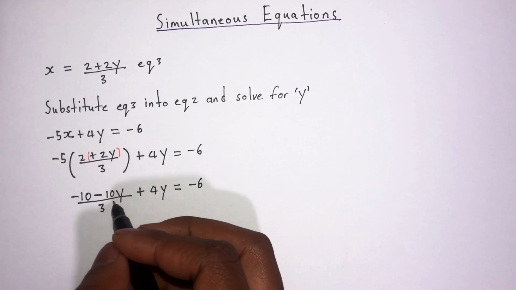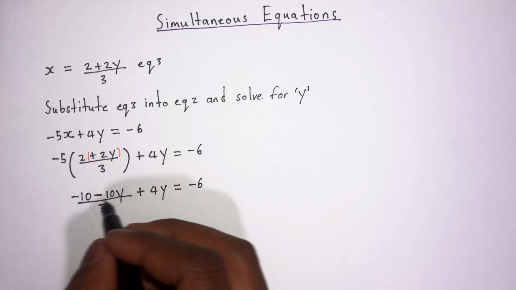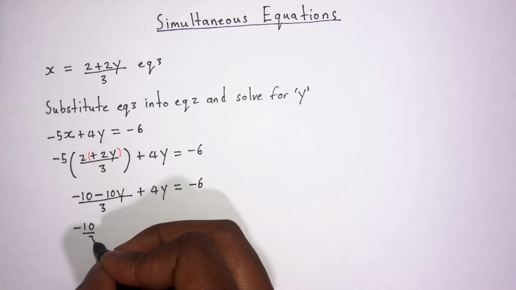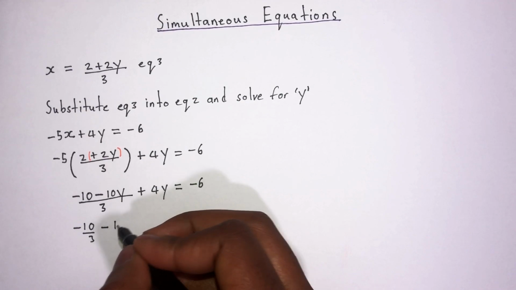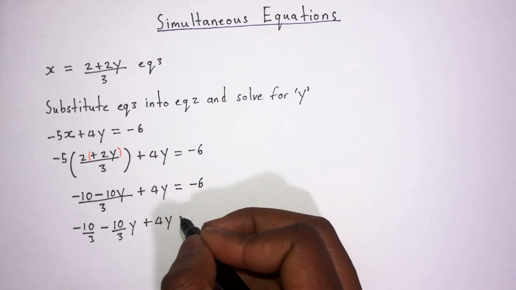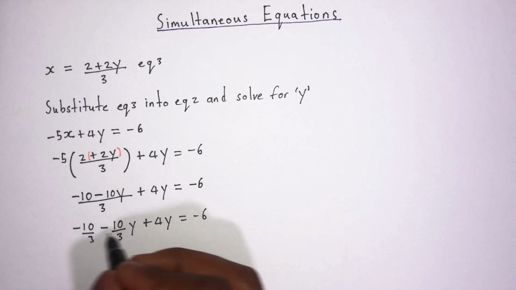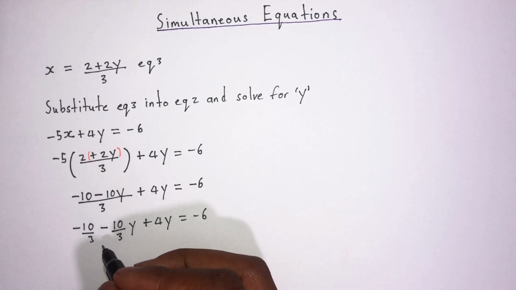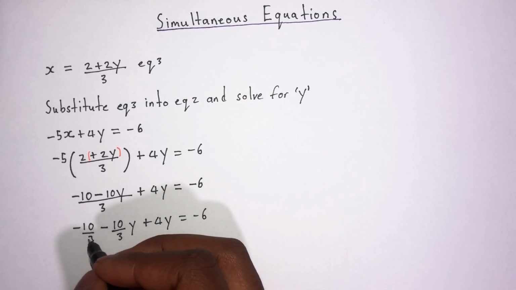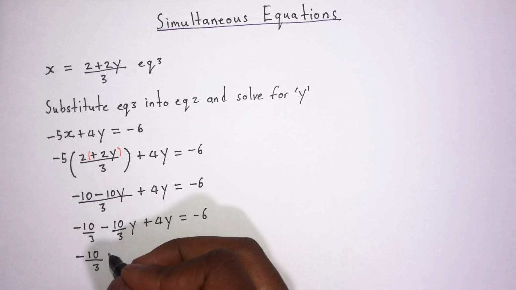Now we are going to separate this, and we can separate them because they both share the same denominator. So this part can be written as negative 10 over 3 minus 10 over 3y plus 4y equals negative 6. So this part is written as this. So now we are going to group like terms. We need to remove this from this side and put it here. So we have negative 10 over 3. Therefore, we'll have to add a 10 over 3.